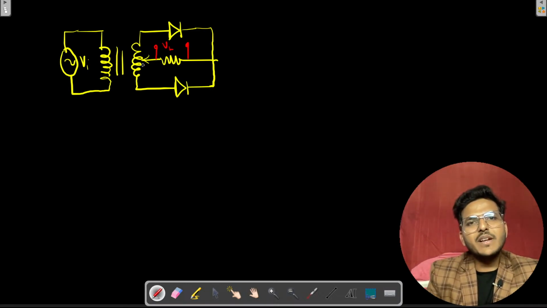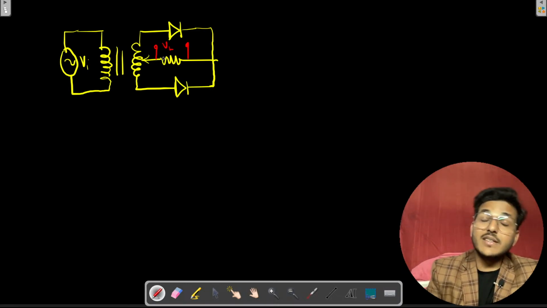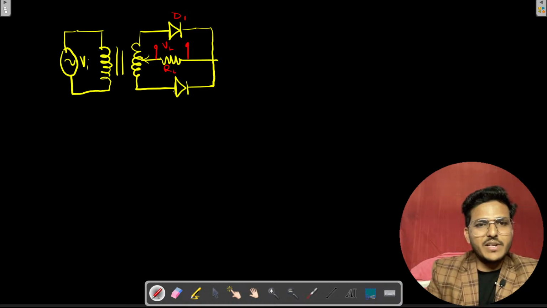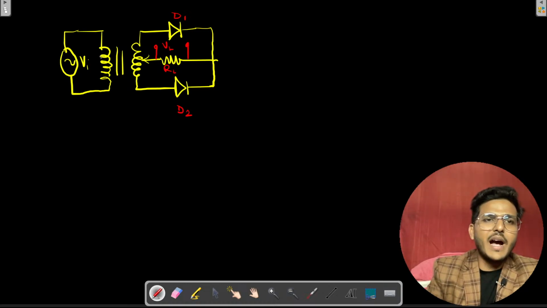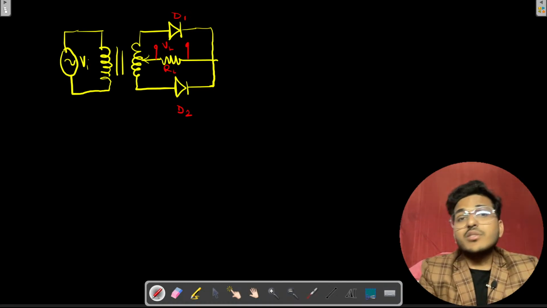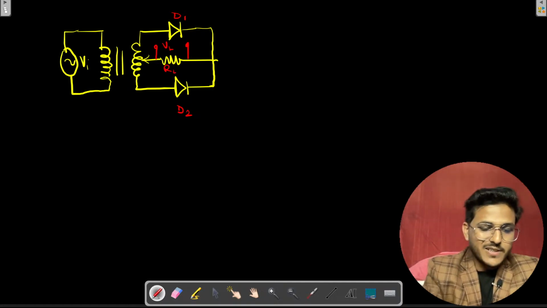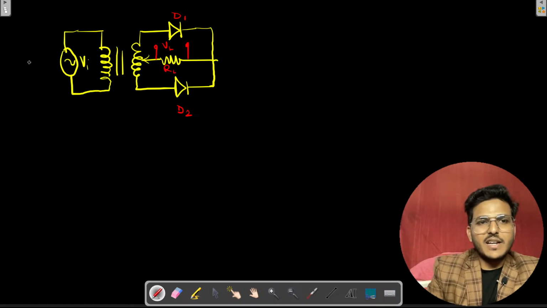VL is what? It's the load potential, right? And this is called RL, that means it's load resistance. This is the diode D1 and this one is called D2. Now just focus on the color combination, because I am using this diagram for both phases. So stick to the color combination.